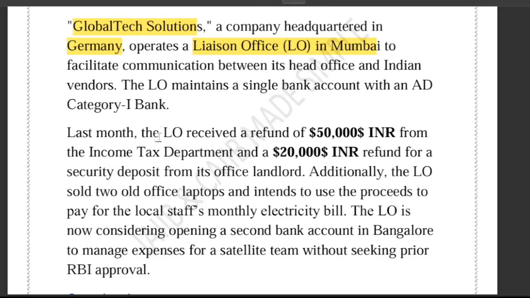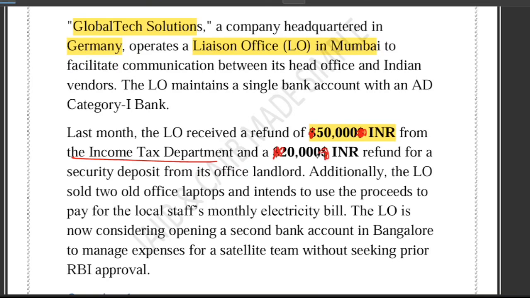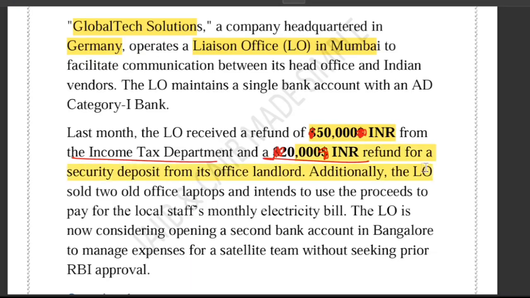Last month it received 50,000 rupees income tax refund. I think they have mentioned dollar, but take it as INR. Remove the dollar. 50,000 INR from the income tax department. And also they received 20,000 rupees refund for the security deposit. So 2 things they have mentioned: 50,000 refund for income tax and 20,000 refund from security deposit.